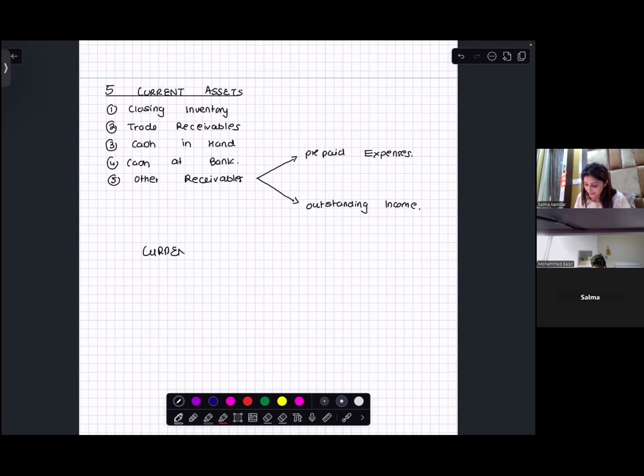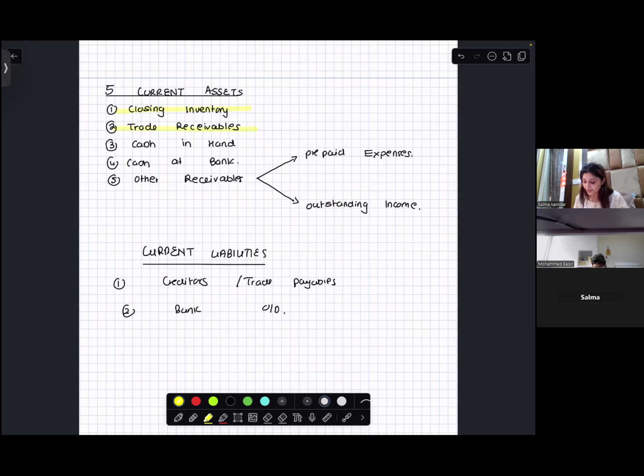You also have your current liabilities. What are your current liabilities? That would be your creditors or your trade payables. You can also have your bank overdraft. So when you're treating your working capital changes, you are going to take these items: your inventory, your trade receivables, and your other receivables.